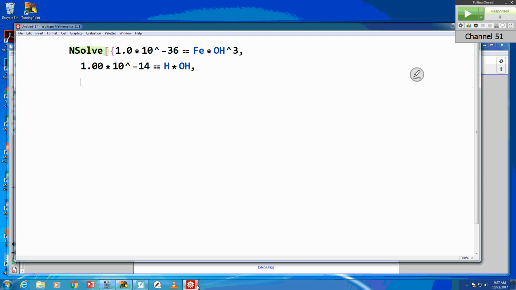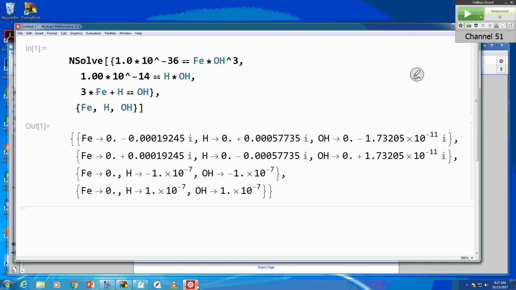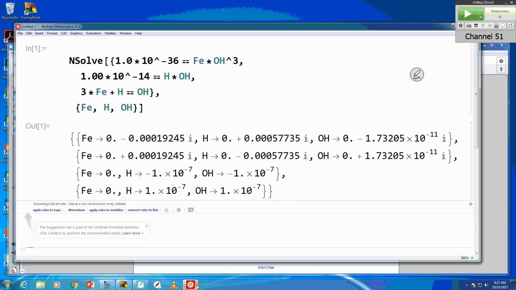All right. So there's one more equation to put in, the charge balance equation. 3 times the Fe plus the H plus equals the OH minus. All right. That's the three equations that I have, comma, or squirrely bracket. I'm closing the first one, comma. I'm opening a new one, and the new one is going to define my variables. So my variables are Fe, H plus, OH minus, close the squirrely brackets, and then square brackets to close. And I'm going to hit Shift Enter. And it says, these are what I think the solutions are.